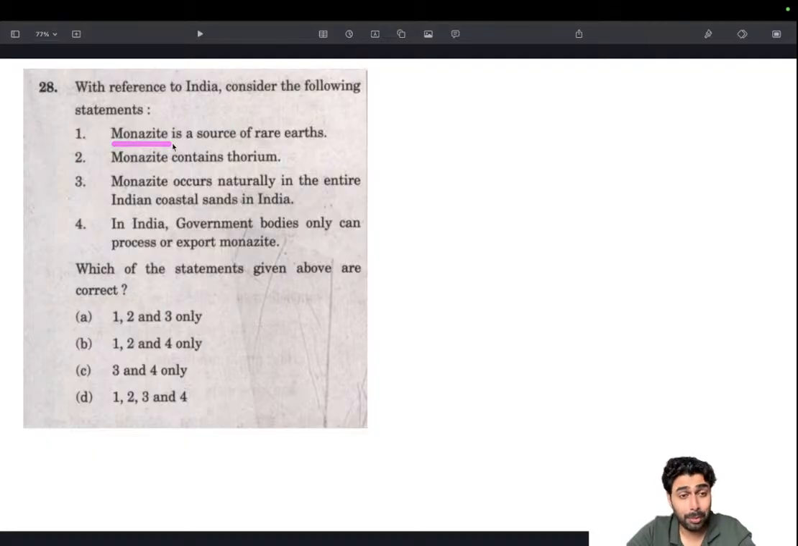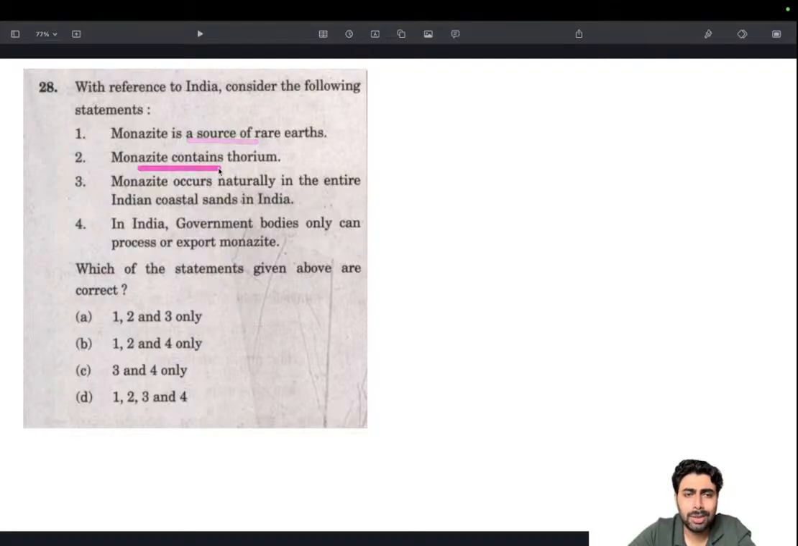But even if you don't know, because there are more than 150 elements and other minerals as well, you won't be knowing everything. But deciphering from the name, you can think that this is a complex mineral like titanium, something like that. So monazite is not actually a mineral; I think it's just a deposit. So it's a source of rare earth. Okay, somewhat it makes sense.